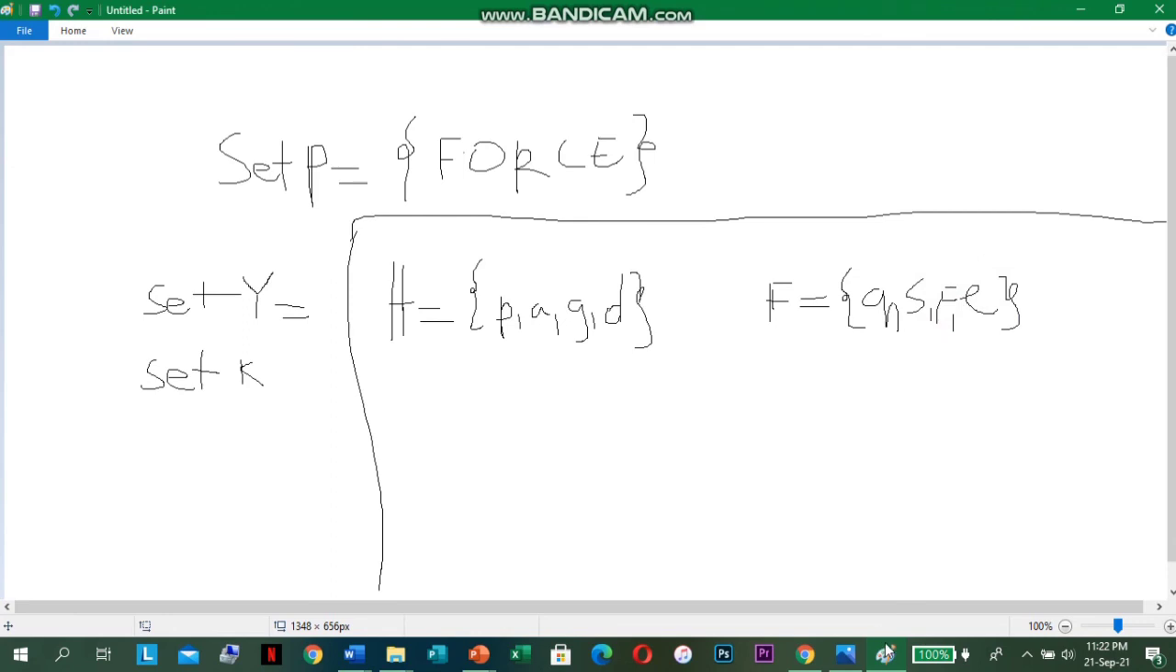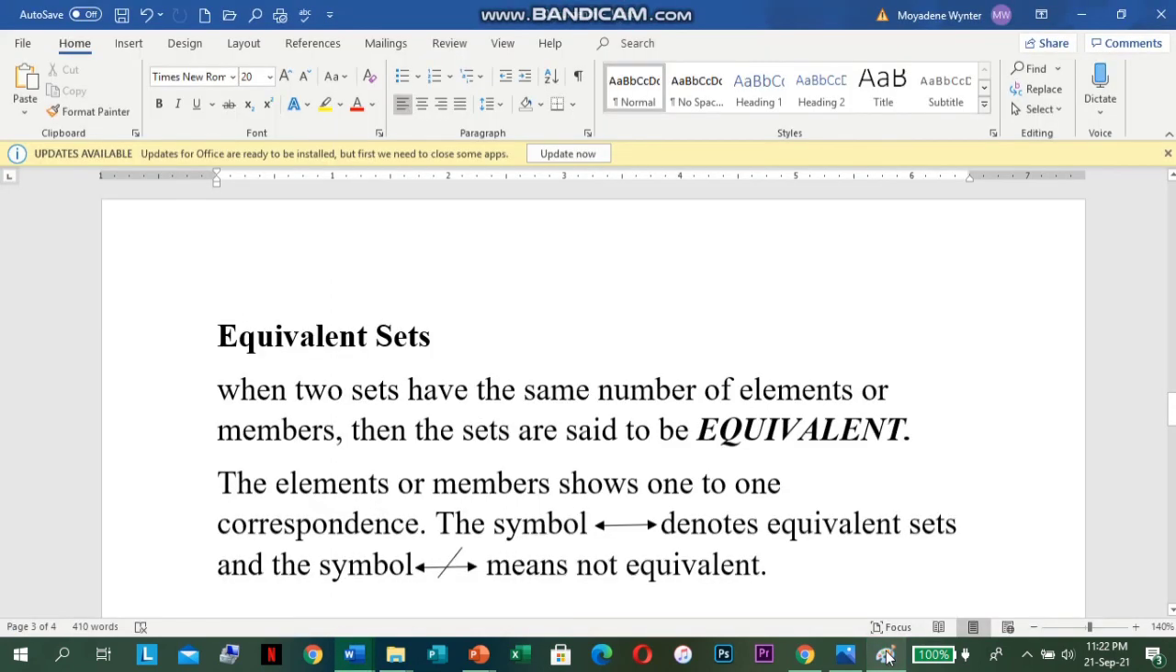Let's go back to the definition quickly. Equivalent set: when two sets have the same number of elements or members, then the sets are said to be equivalent. Remember this word, number. Let me highlight it. When two sets have the same number of elements or members, then the sets are said to be equivalent. And the elements or members show one-to-one correspondence.